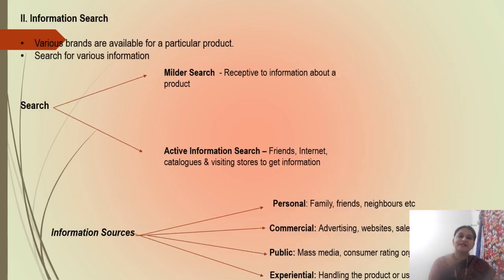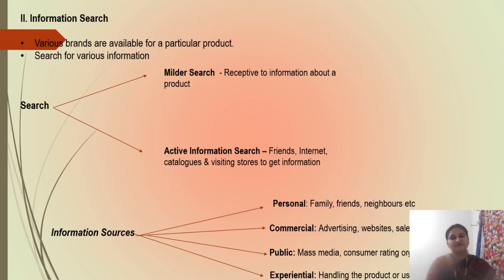The second step is information search. Various brands are available for a particular product in the market, so next, a person tries to get as much information as possible about all the brands. There are two stages in the search process. One is milder search, and the other is active information search. In milder search, the individual is receptive to information about a product, that is, he is open-minded and listens to the information that is said about the product.